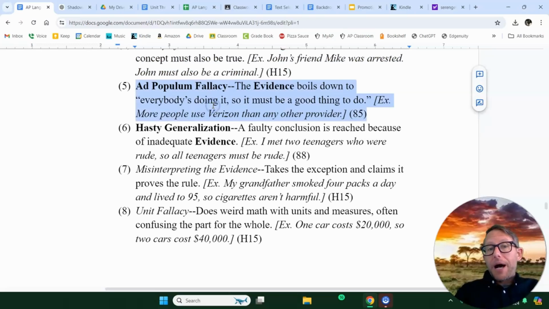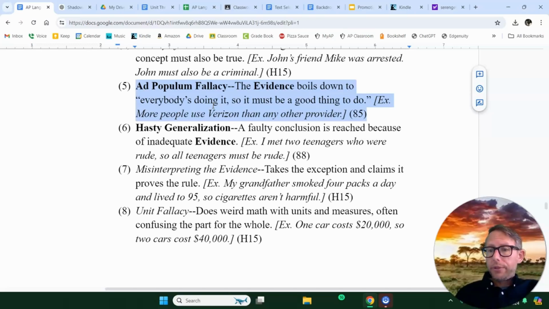We've got the ad populum fallacy. The evidence boils down to everybody's doing it. Sometimes we call it the bandwagon philosophy. So it must be a good thing to do because everyone's doing it. And this example right here is just one that I hear on so many commercials for cell phones, which is why it's in there. More people use Verizon than any other provider.